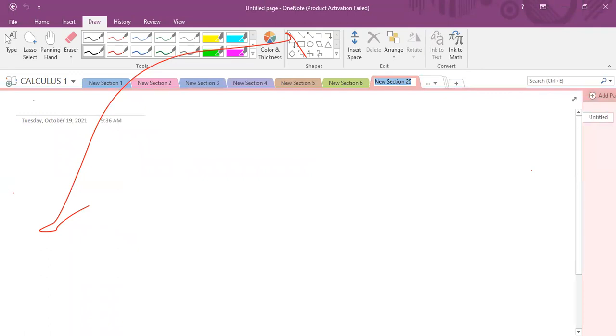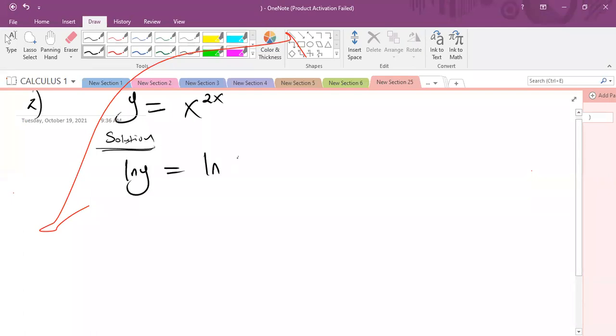Okay, so example number 2 for that one. Let's say you're told y is equal to x to the power 2x. So how do we differentiate that? We introduce logs to both sides. So I will have ln y is equal to ln x to the power 2x. Using the power law of logarithms, I can write this as 2x ln x is equal to ln y. Then I go ahead and differentiate.